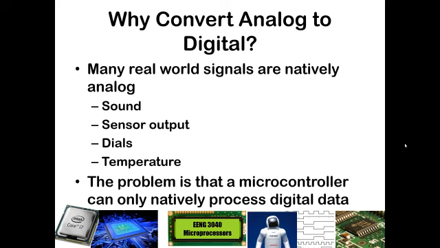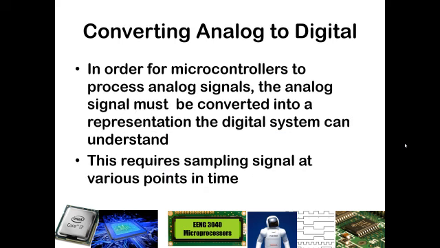And so in order to process this analog data with any kind of digital device, we need to convert from analog into a digital representation. The problem is that these digital systems are natively digital, and these analog quantities are natively analog, so we need a system that can figure out how to represent those things in the digital world. So in order for that to happen, we go through an analog to digital conversion.